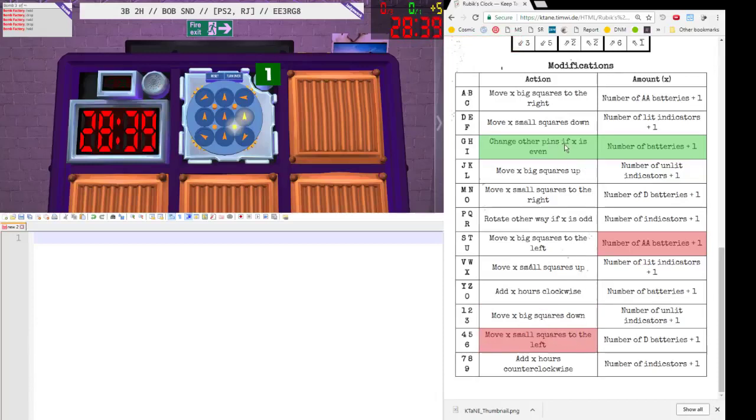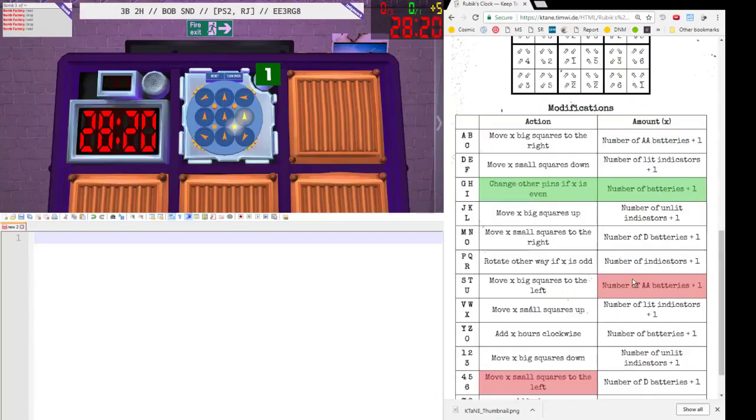Change other pins if X is even. Number of batteries plus 1. So that's 3 plus 1 is 4. So that's true. So we're going to invert the pin instructions. It's going to tell us 2 pins. We're going to do the other 2 pins. So this rule is an easy one to get tripped up on. We're going to change the other pins if X is even, which it is. So we're going to change the other pins.